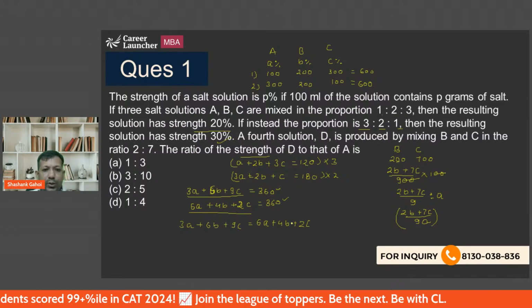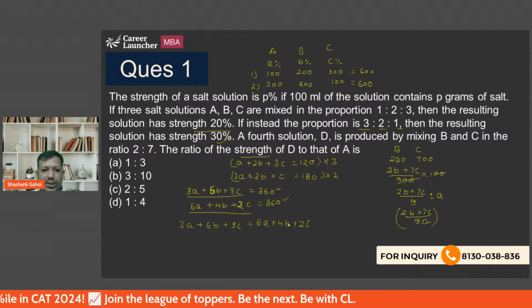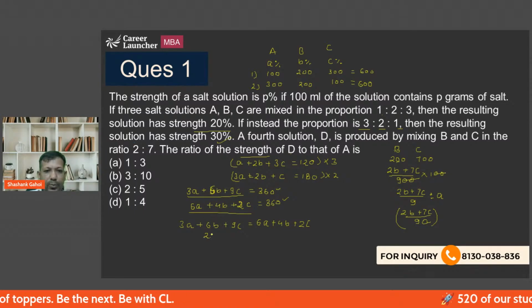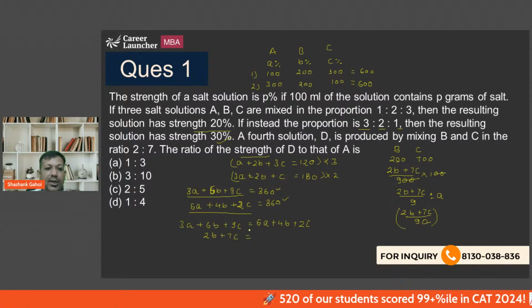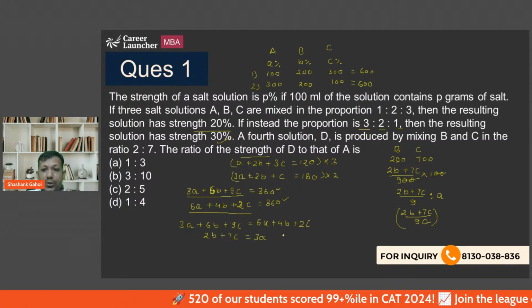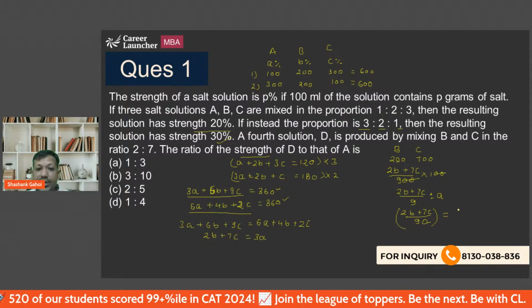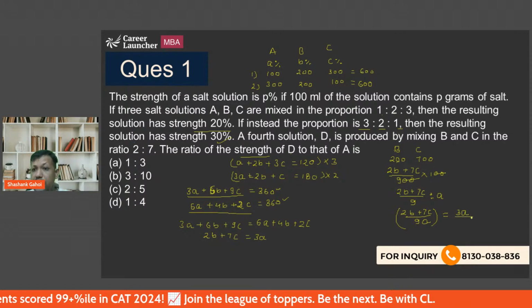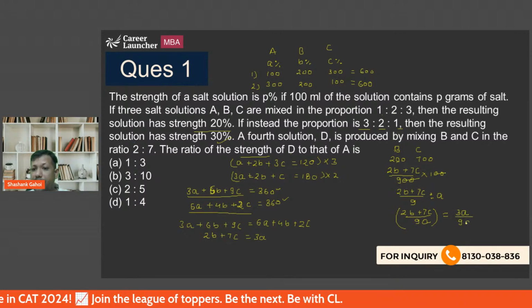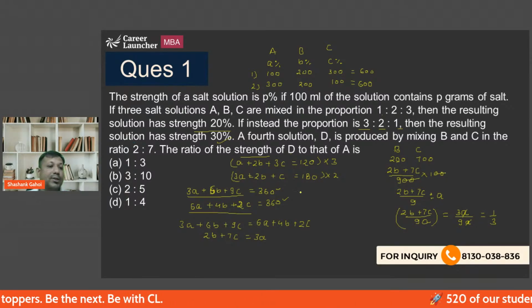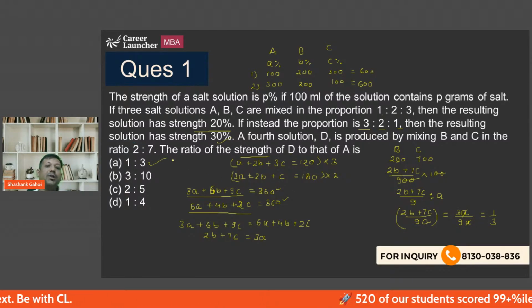Okay, so I'm going to take b and c to this side, a to this side. So I am going to get 2b plus 7c, and that's equal to 6a minus 3a, that is 3a. So I can directly place the value over here. 2b plus 7c is given to us as 3a. So this value directly comes out to be 3a upon 9a. So a cancels out, and the value comes out to be 1:3. So the answer of this question is going to be option A.